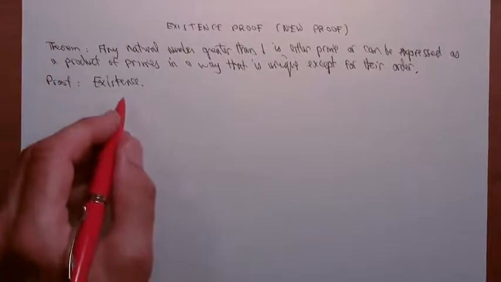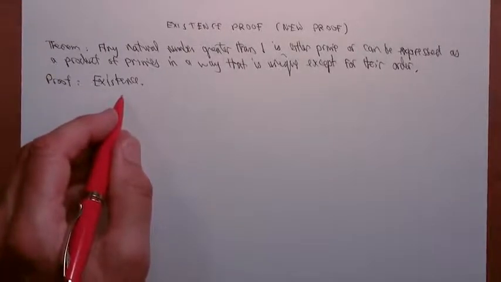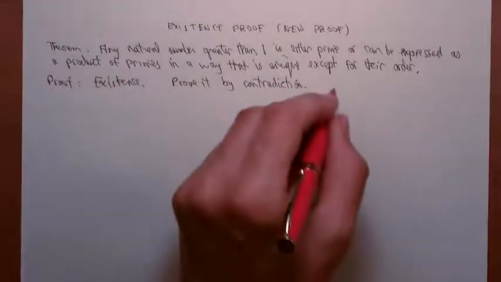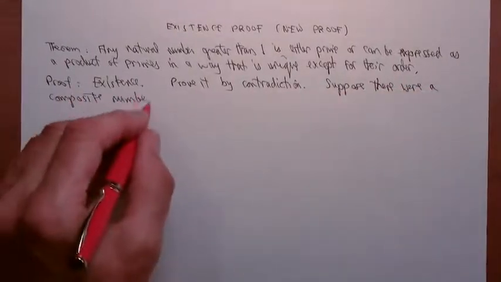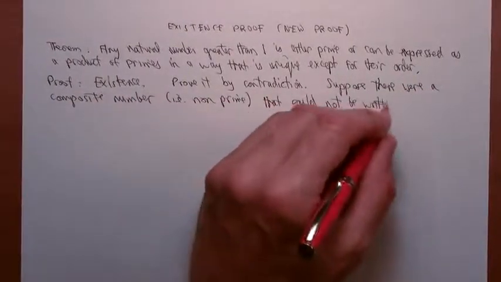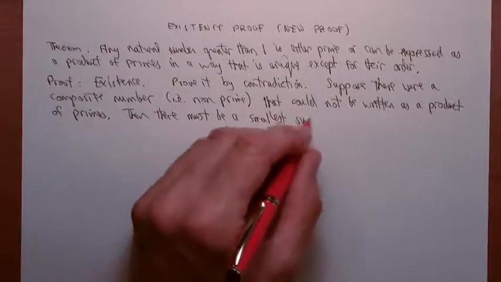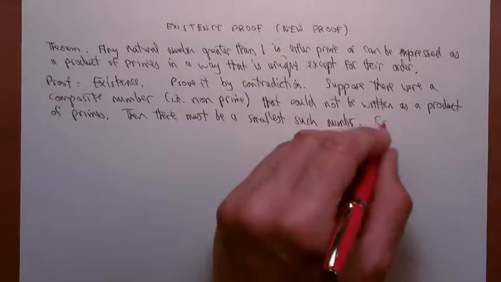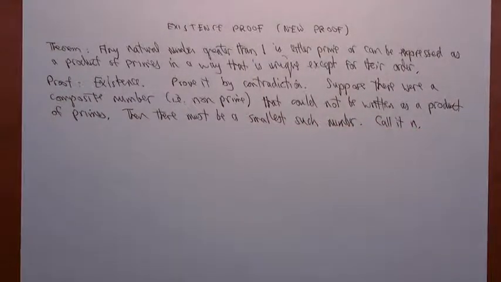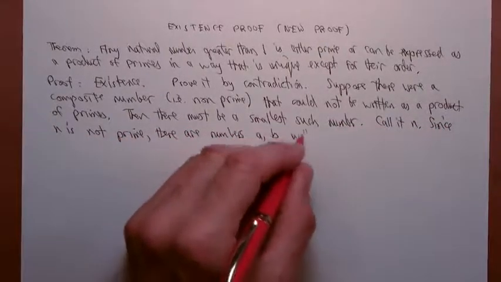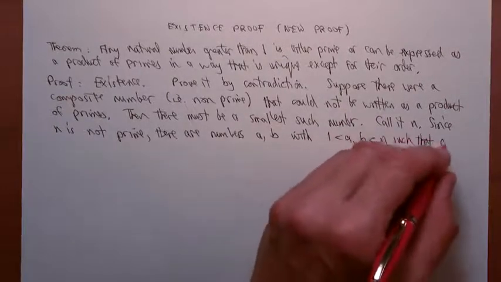The previous proof of existence that I gave you used the method of mathematical induction, and I gave it as an illustration of the method of induction. But I'll give you a different proof now. I'll prove it by contradiction. Suppose there were a composite number, that's a non-prime, that could not be written as a product of primes. Then there must be a smallest such number. Call it n. Since n is not prime, there are numbers a, b, strictly between 1 and n, such that n equals ab.